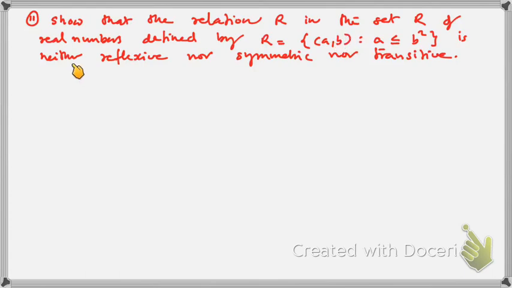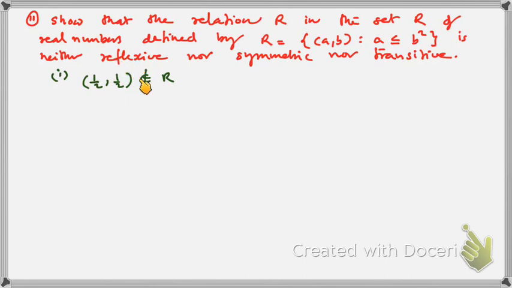Now, we need to prove that it is neither reflexive nor symmetric nor transitive. So, if we ever want to prove that something is not true, we give counterexamples. What's the meaning of reflexive? Reflexive means every number of the given set should be related to itself. Like 1 should be related to 1, 2 should be related to 2, 3 should be related to 3. Actually, if I take 3, 3 is actually related to 3.